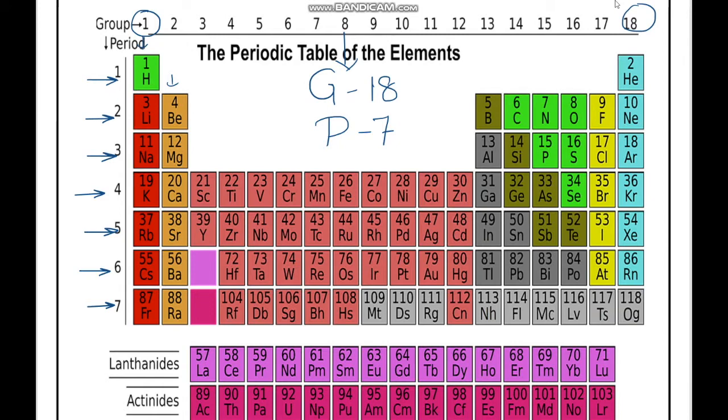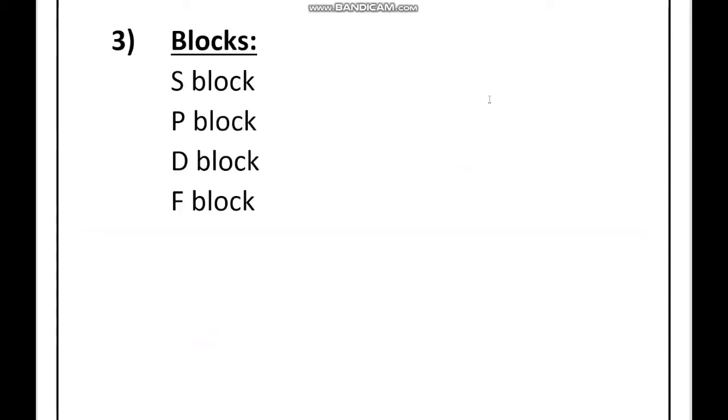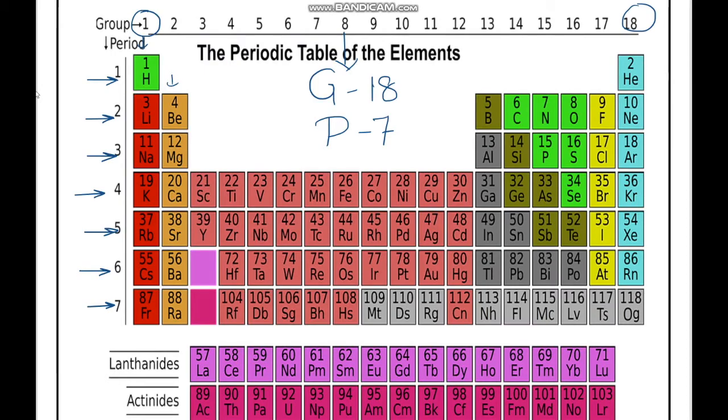Now we are good with this fact that we do understand how many groups and periods do we have. After groups and periods, there comes a third important concept, that is the blocks. How many blocks do we have? So there are 4 blocks in our periodic table. That is the S block, the P block, D and F. So basically these 2 groups, group number 1 and group number 2, together they form the S block.